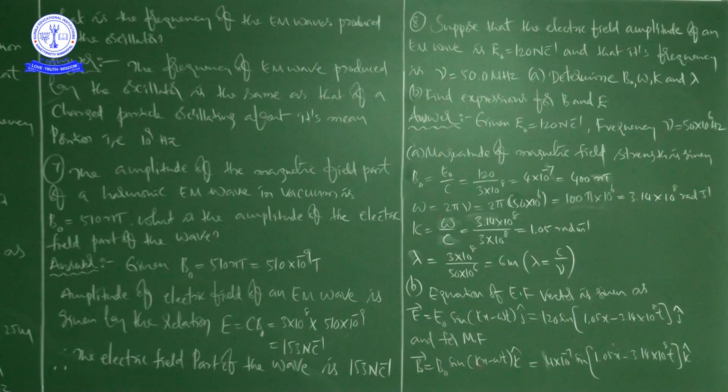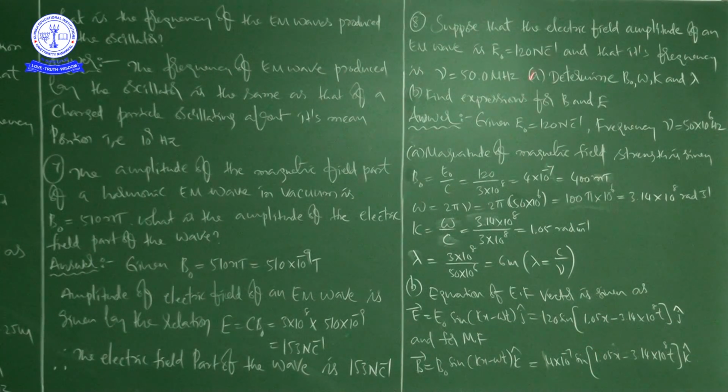And for the magnetic field, B bar is equal to B naught into sine (kx minus omega t) into k cap, that is equal to 4 into 10 to the power of minus 7, and the remaining values are the same, that is sine (1.05x minus 3.14 into 10 power 8 into t) into k cap.